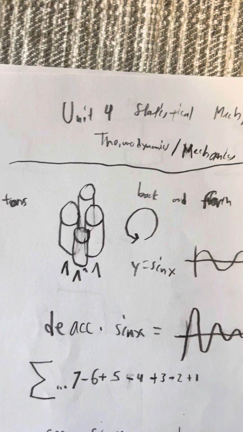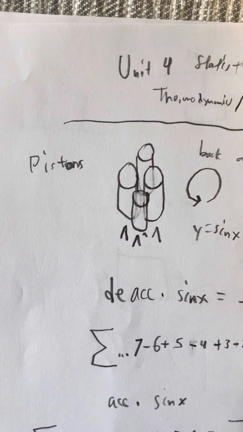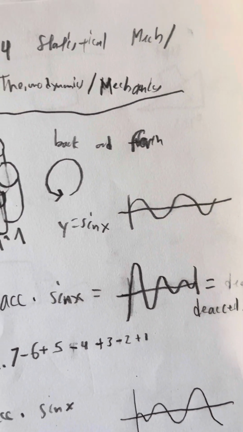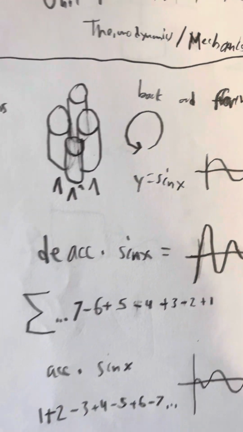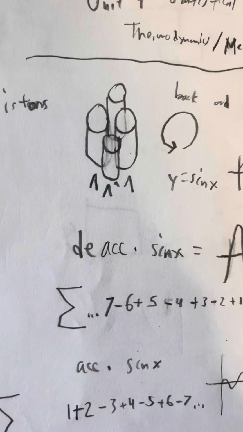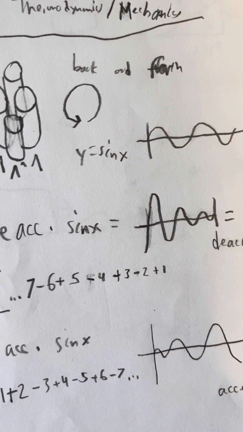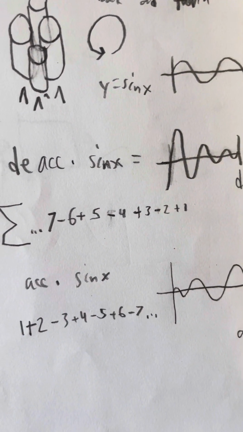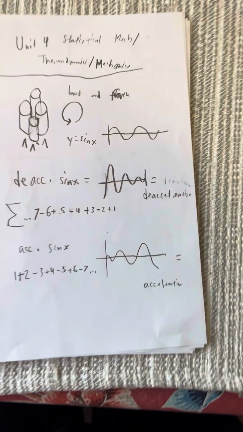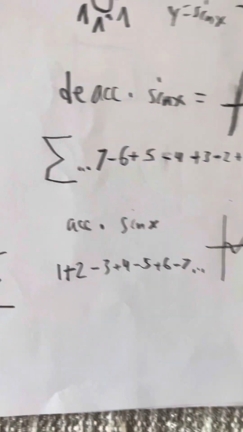Unit 4, statistical mechanics and thermodynamics. Have the pistons, light them up, they rotate in power back and forth like a sinusoid, which the derivative is like riding the tangent line on the roller coaster of the graph. Deceleration times sine x. Have the harmonic function from calculus 2. You have the harmonic acceleration from calculus 2, the sequence of things.